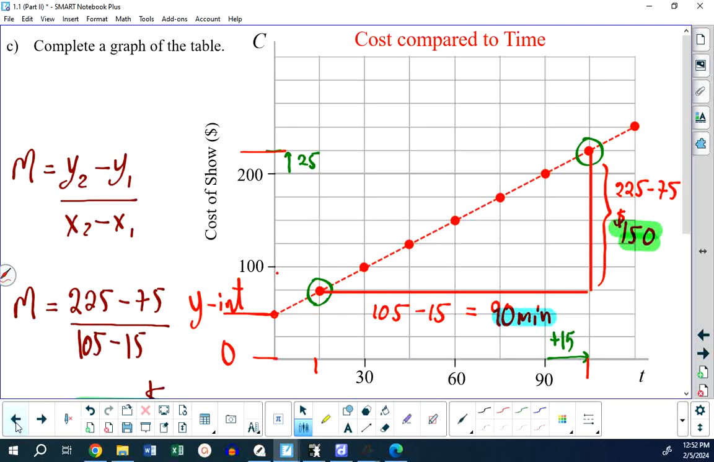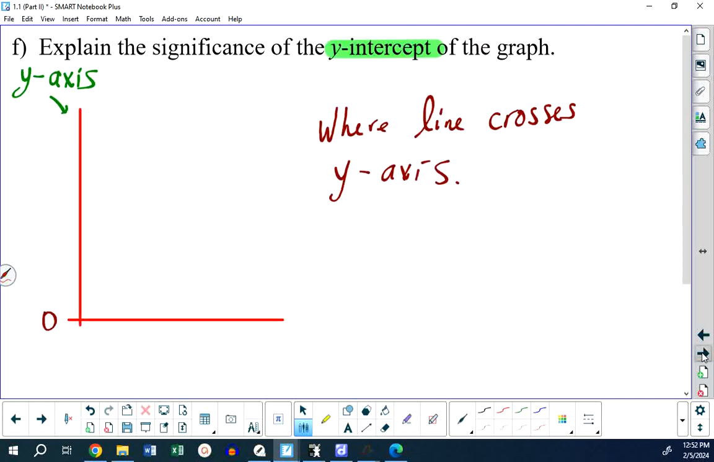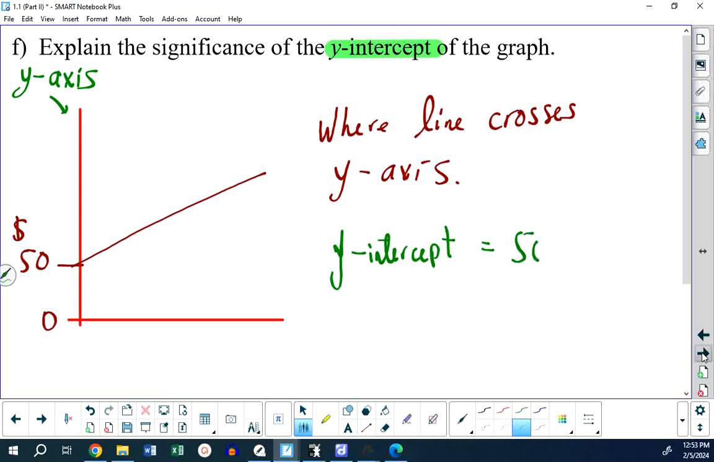So Daniel, what is it? 50. It's 50. And again, this is a tough thing. But let's write down the answer, and then we'll do some more practice with it. So, since it looks like that, and this is $50, the y-intercept is equal to $50.